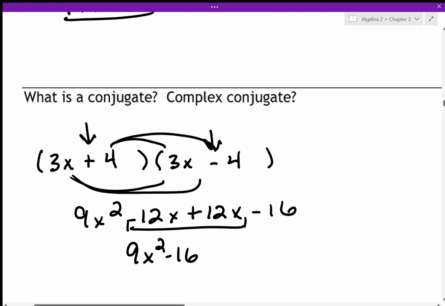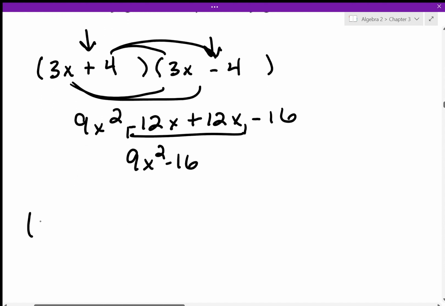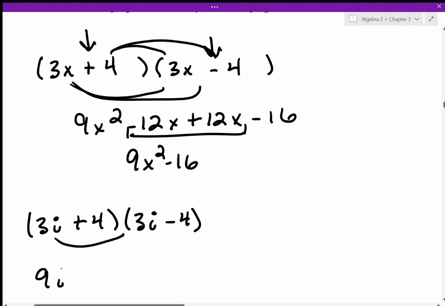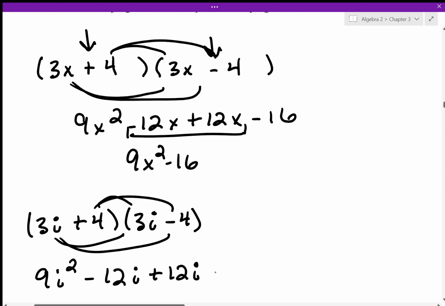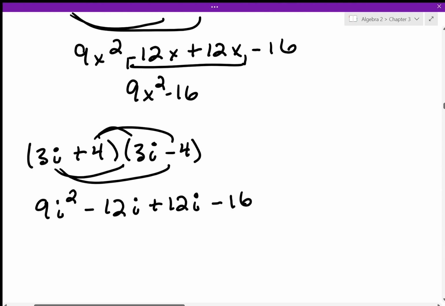A complex conjugate, we're going to have even more canceling. So what if I had 3i plus 4? Its complex conjugate would be 3i minus 4. Now normally we'd put the i's in the last spot, but I just want it to look a whole lot like our real number up here, so I have them written kind of backwards. Whenever I distribute, I'm going to get 9i squared minus 12i plus 12i, and then minus 16. Like in our last problem, the negative 12i and the positive 12i cancel, and we're left with 9i squared minus 16.